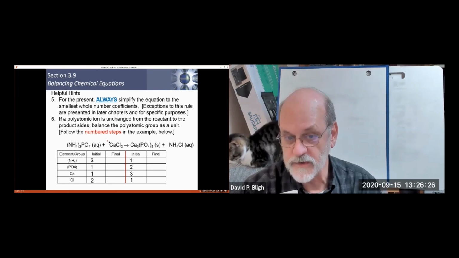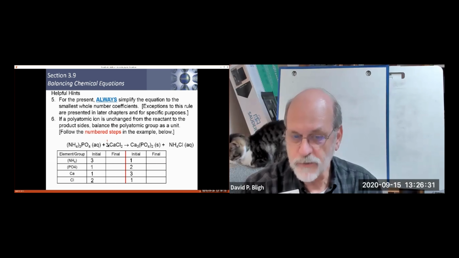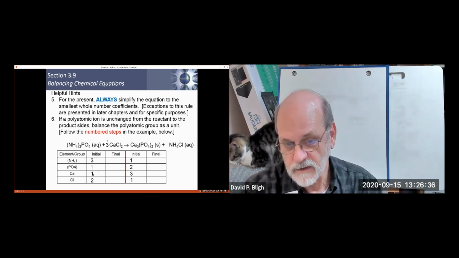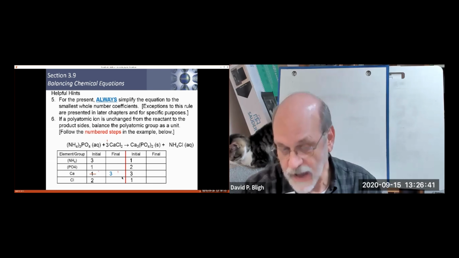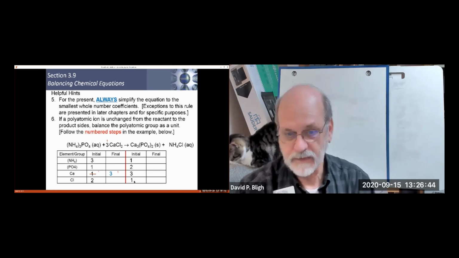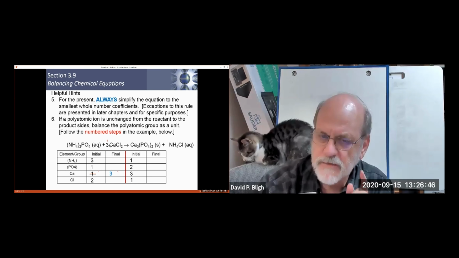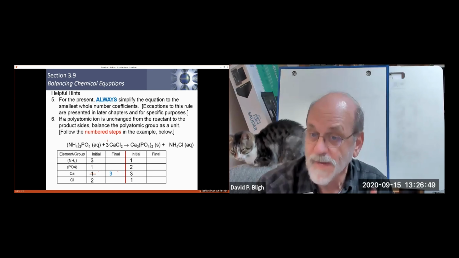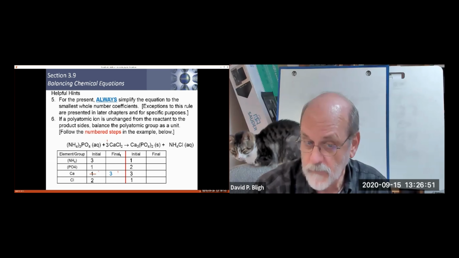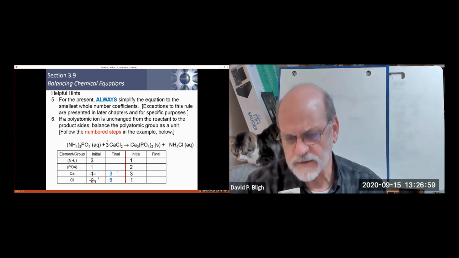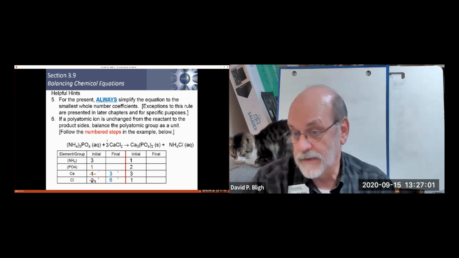Step 1, and that's what this little red number is. Step 1, calcium, put a 3 there. And that means this one changes to 3. So we now have our calciums balanced. But when you put a coefficient in front of that compound, what does it do to the chlorines? It also changes the number of chlorines. Okay, so now we have 6 chlorines. Well, that's okay, because we weren't balanced in chlorines to begin with.